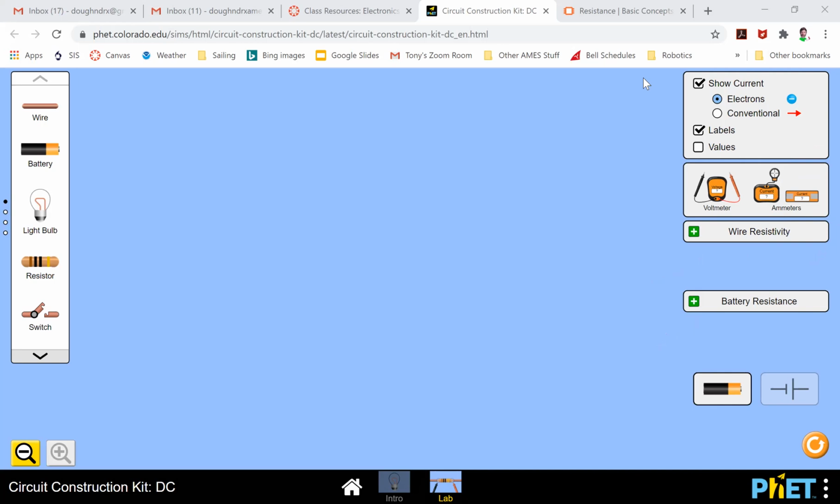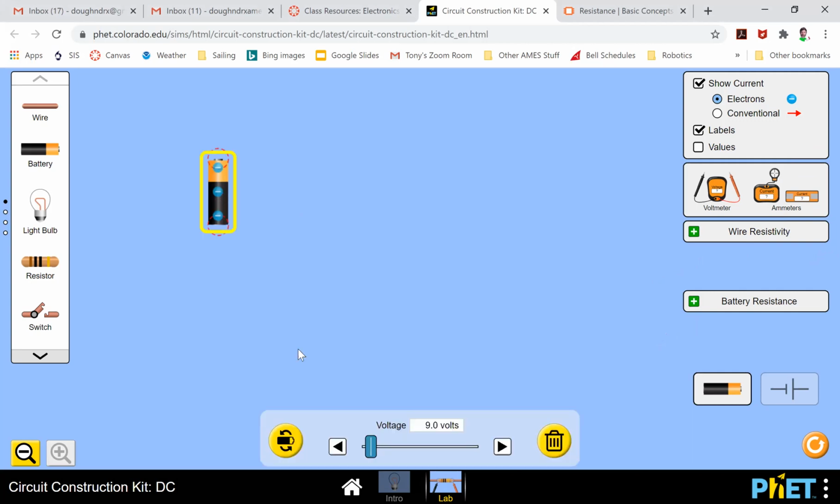All right, now in your homework tonight, in addition to asking you a bunch of questions, I'm also going to give you an assignment where I want you to make some circuits using our online simulator. So we're going to start with the battery. And if you click on the battery, you'll see that it brings up this slider down here. We can change the voltage of this battery.